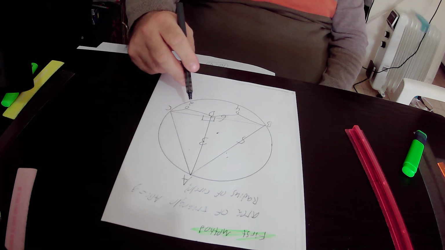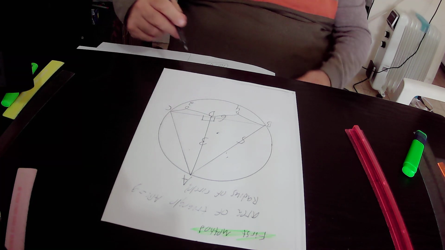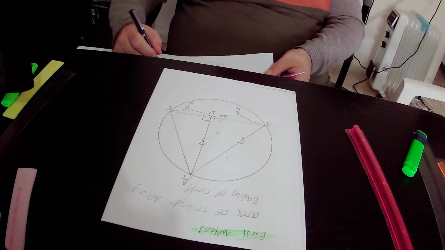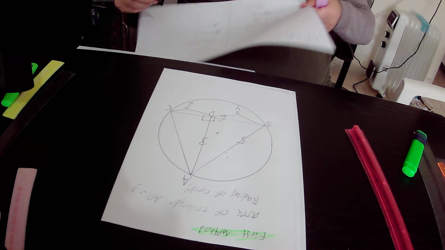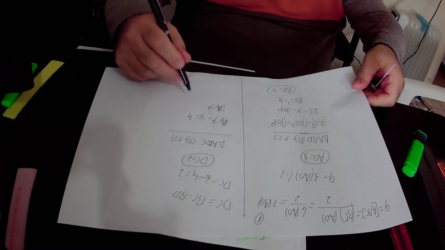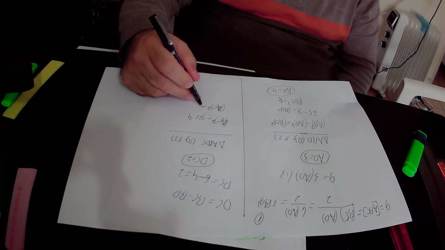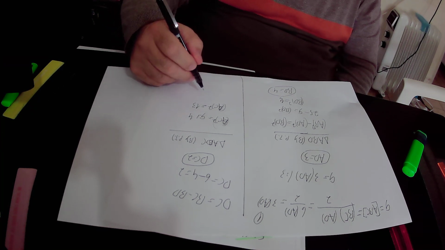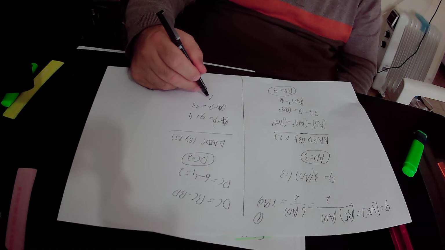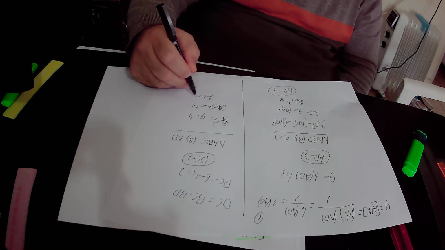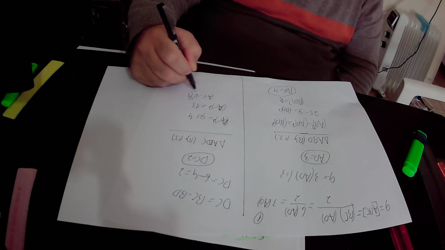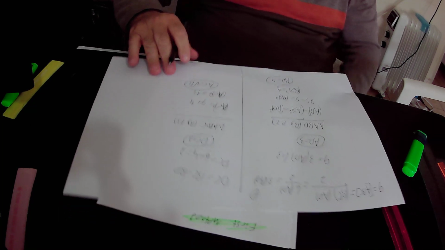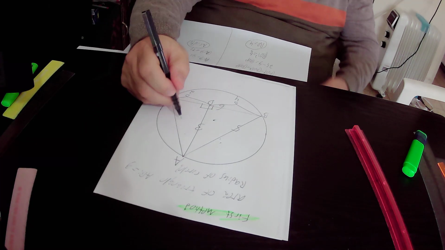AD squared is 3 squared, that is 9, plus DC squared is 4. So in conclusion, the square of the hypotenuse in triangle ADC equals 9 plus 4, which is 13. AC squared equals 13. We take the square root of this equation, and we get that AC equals the square root of 13 units. So here, AC equals the square root of 13 units.